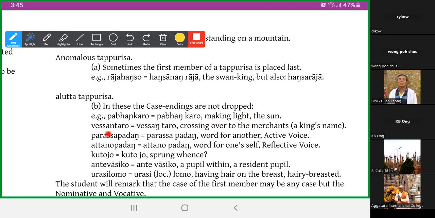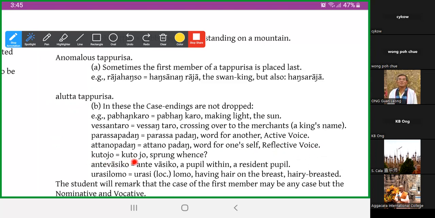Okay, Wisantaro, crossing over to the merchants, a king's name. Parasa Padang, word for another, active voice. Atano Padang, word for oneself, reflective voice.